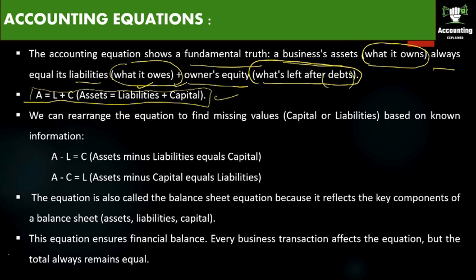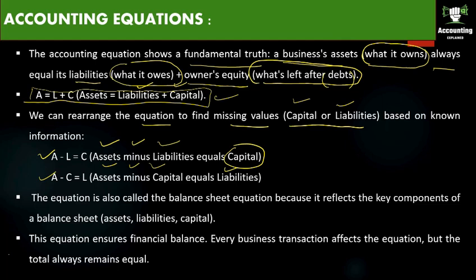Okay, so we can rearrange the equation to find missing values, that is either capital or liabilities. If one of these values is missing, then we can easily find it out by just tweaking the formula. When you take assets minus liabilities, we get capital. That is A minus L is equal to C, and assets minus capital equals liabilities, A minus C is equal to L. Either way you can find it out.